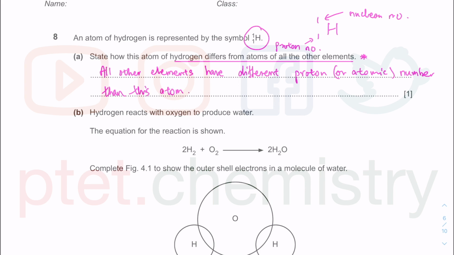Of course, you can have other isotopes of hydrogen, such as 1,1 hydrogen, 2,1, and 3,1 hydrogen, but they will be atoms of the same element, and they are called isotopes because they have the same number of protons but different number of neutrons, where this one has 0 neutrons because 1 minus 1 is 0, 2 minus 1 gives you 1 neutron, 3 minus 1 gives you 2 neutrons.